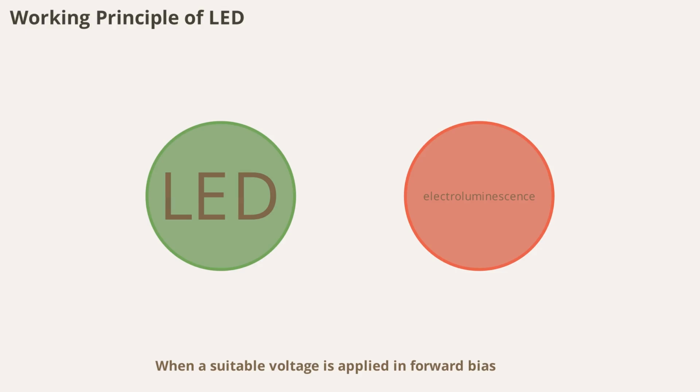The working principle of an LED is based on electroluminescence. When a suitable voltage is applied in forward bias, electrons recombine with holes at the p-n junction, releasing energy in the form of photons, visible light. The color of the emitted light depends on the materials used in the LED. This simple yet powerful principle has revolutionized lighting and display technology worldwide.